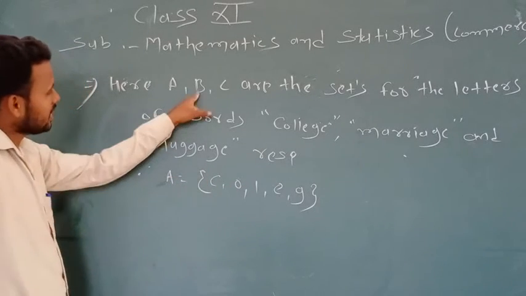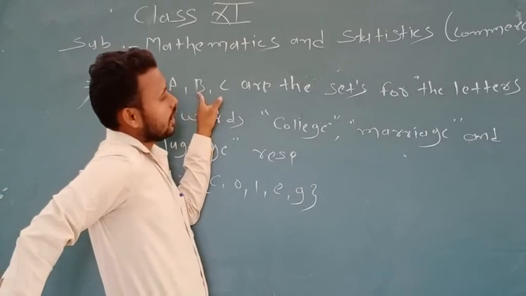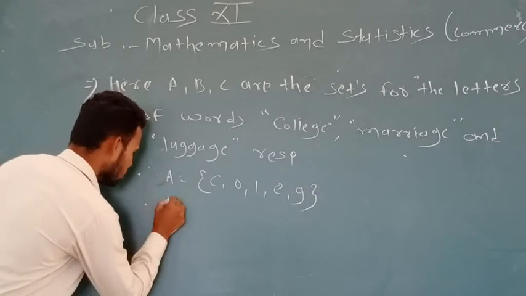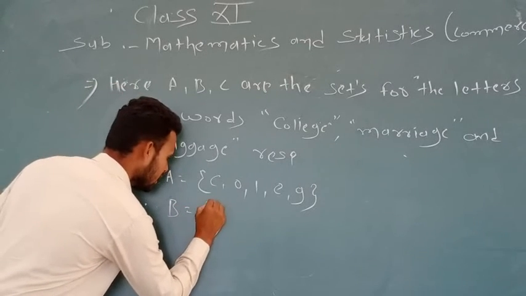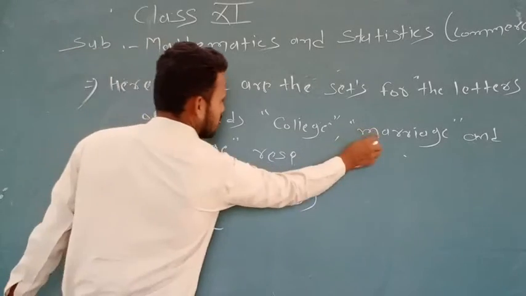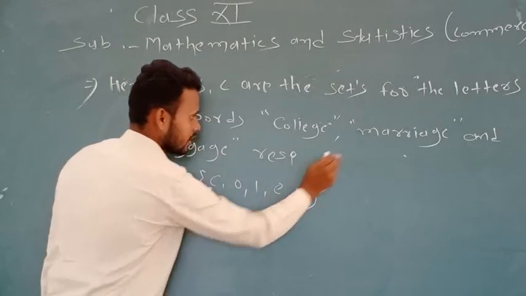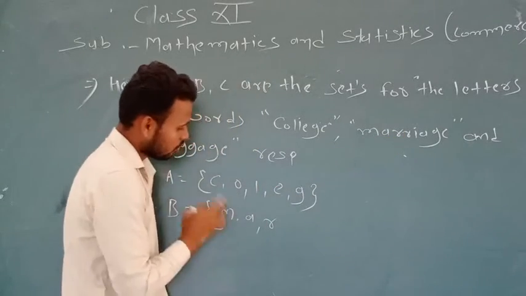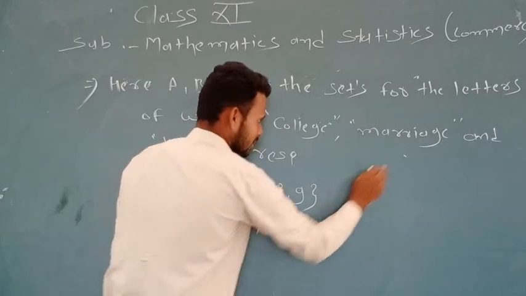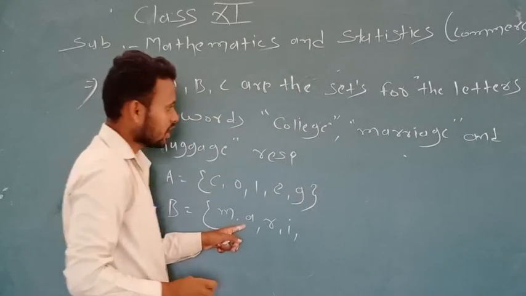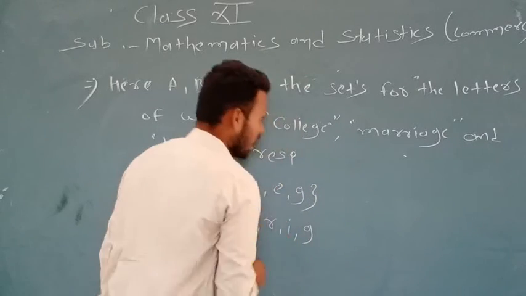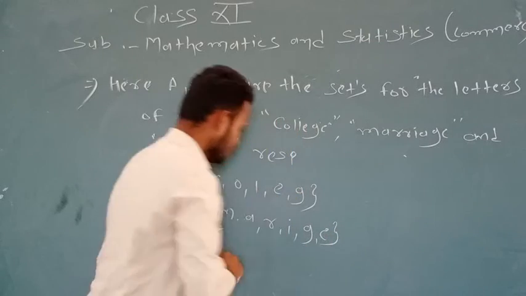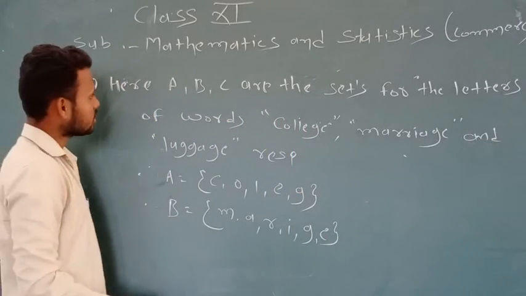The next set B is the set of letters for the word marriage. Therefore, set B equal to set containing the elements of the letters. First what? M, the next this A, the next R two times, therefore we can write only once. The next I, the next A, but already we have taken A here. The next what? G, and last E. Last letter is E. We get set B.